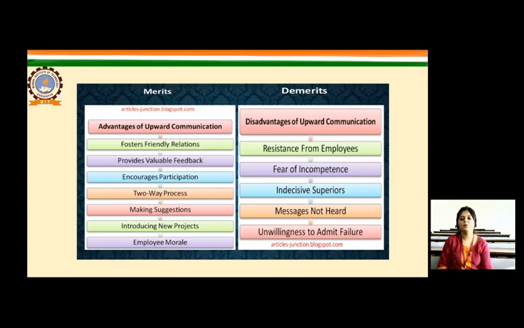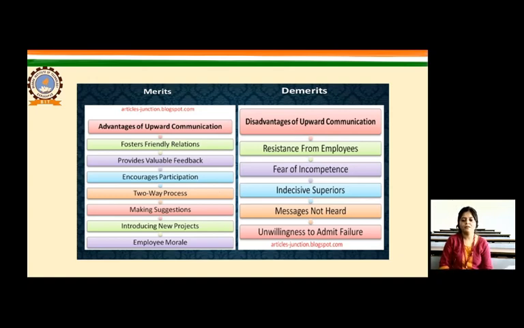Then we have the disadvantages of upward communication. Everything has some pros and some cons. So here also we have, regarding the upward communication, resistance from the employees. The employees at times feel a little resistant because they don't have anything to share. They are being asked for their suggestions and they cannot give better suggestions, better opinions. So they feel that okay, they are not competent enough. Then fear of incompetence, as I already told you.